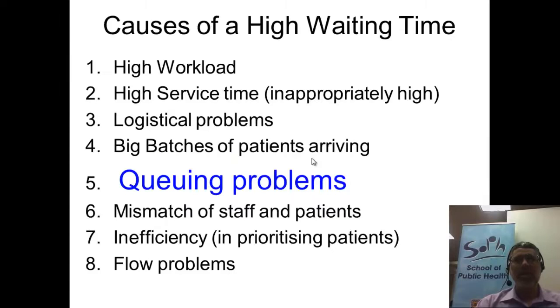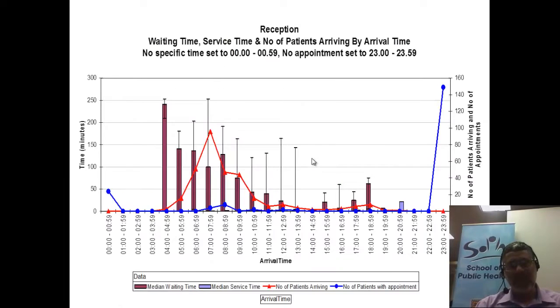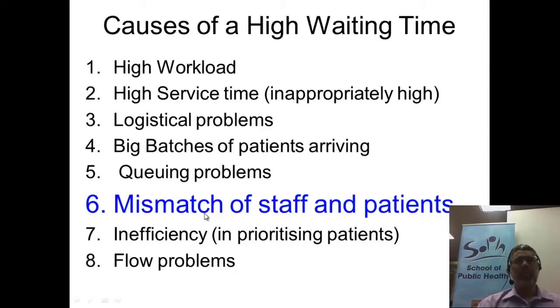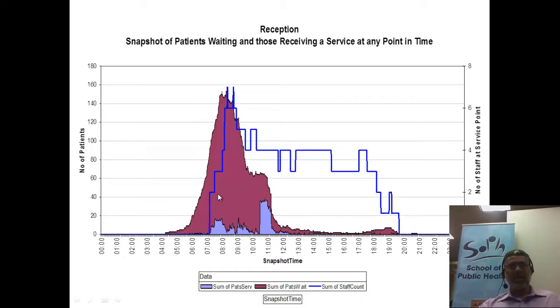So are there other causes of high waiting times? Is there any mismatch of staff and patients? To assess that, you'd need to look at a different type of graph called the snapshot graph. This graph looks at all the patients over the period of time. This is a true manager's graph. If you were the manager of a facility and all you did all day long was sit outside the reception and watch who is waiting and who gets served, this is the graph you would have seen.